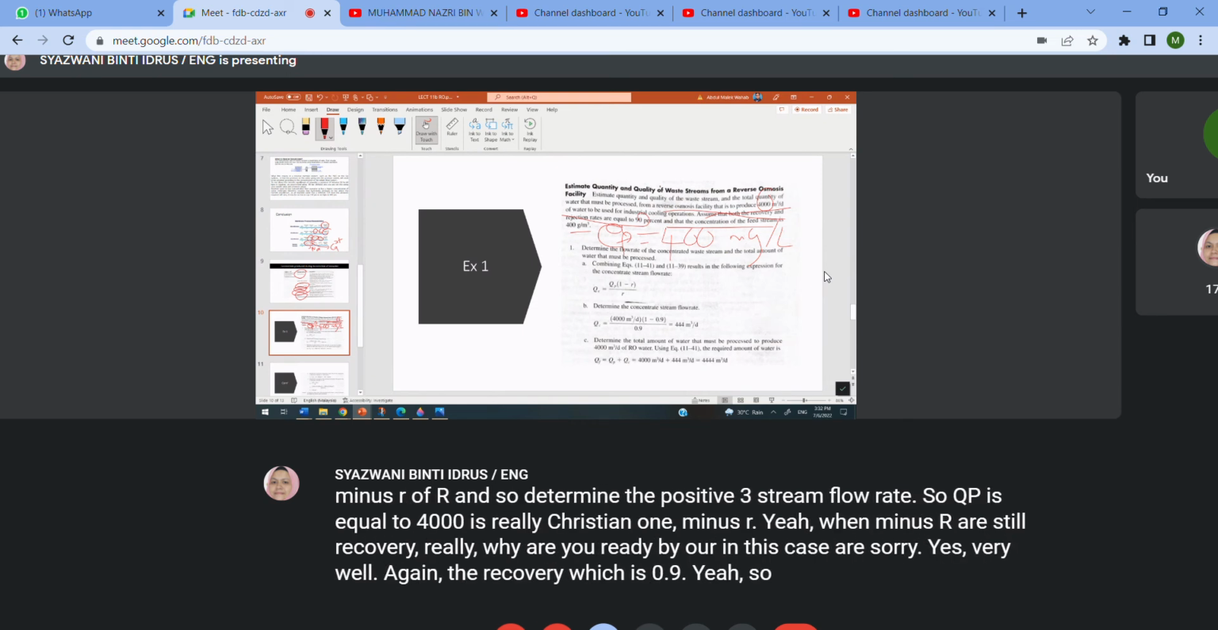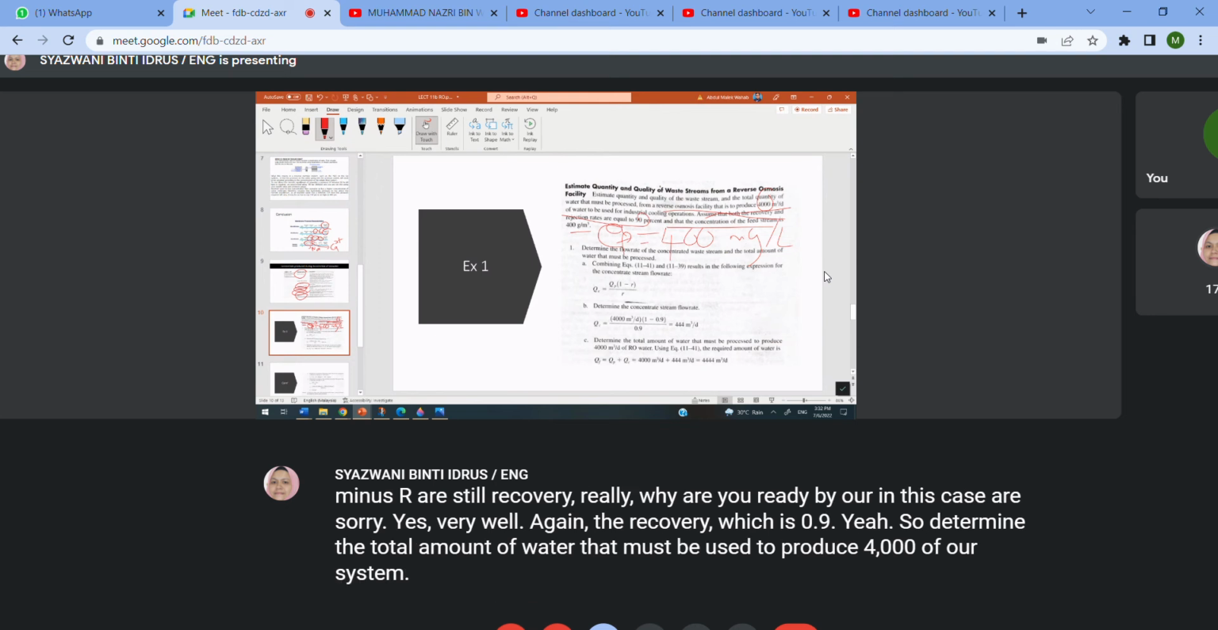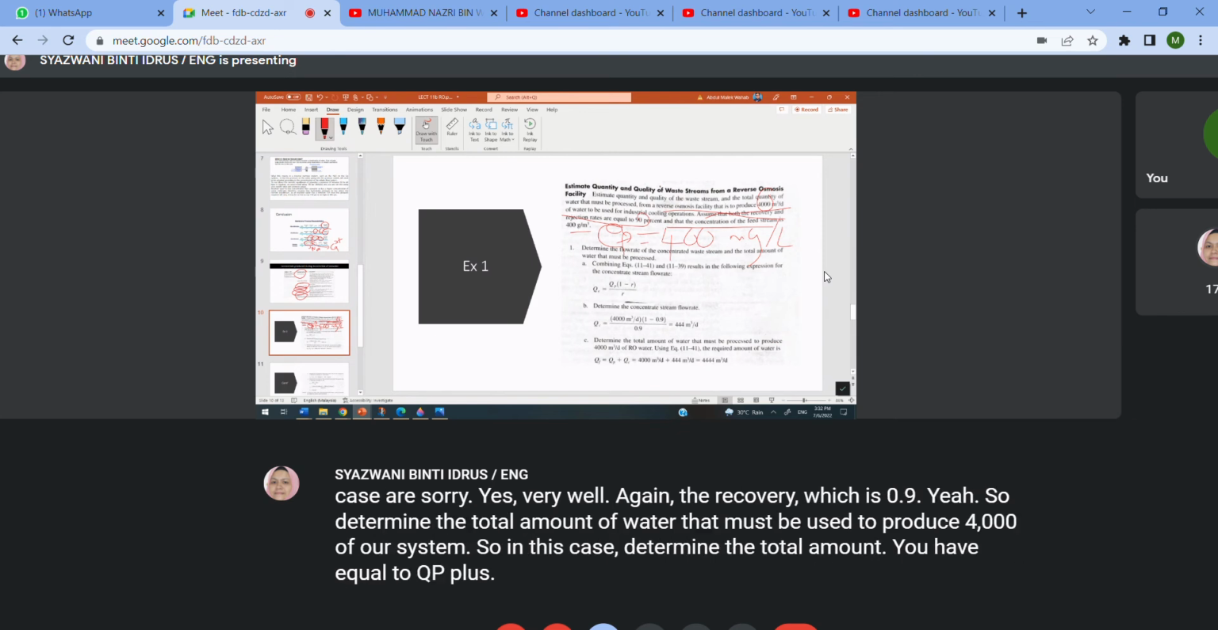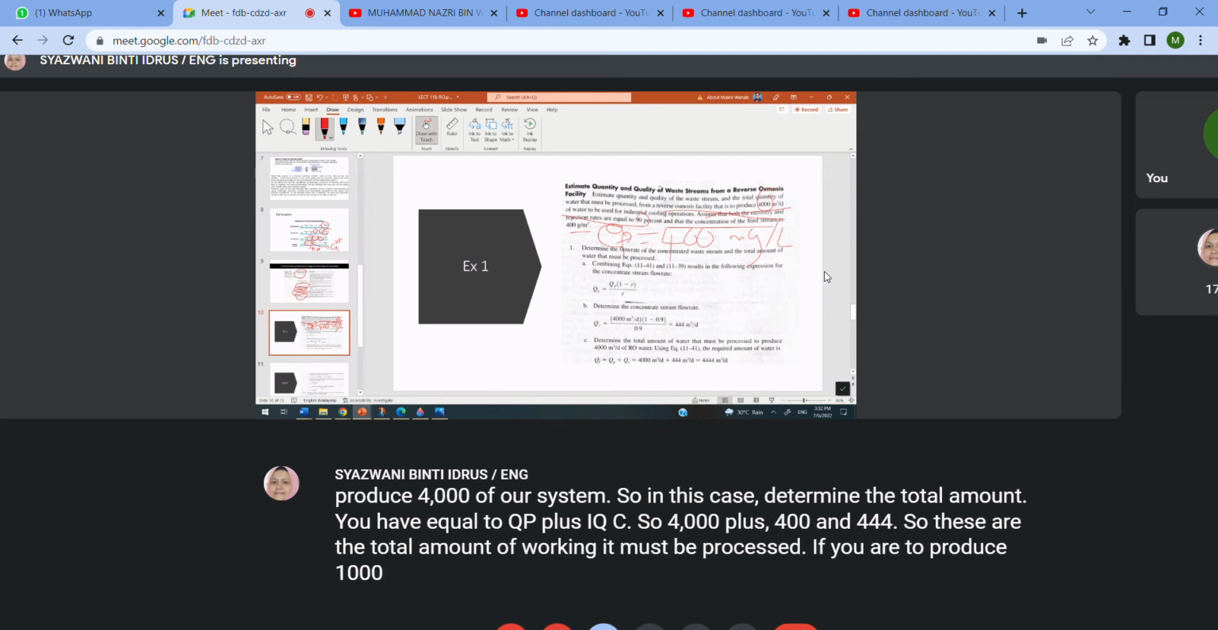So determine the total amount of water that must be used to produce 4,000 meter cube per day of RO system. In this case, determine the total volume of water that must be processed. So QF equals QP plus QC. So 4,000 plus 444. So this is the total amount of water that must be processed if we are to produce about 4,000 meter cube of RO water. Okay.